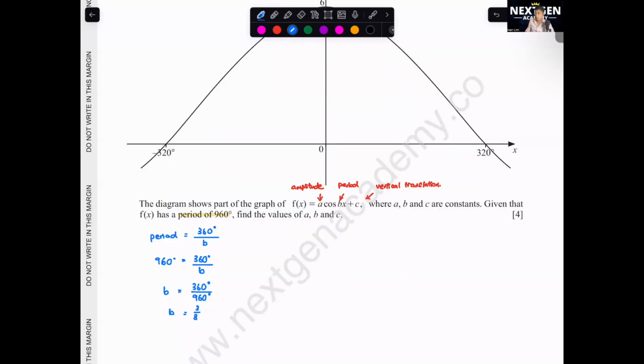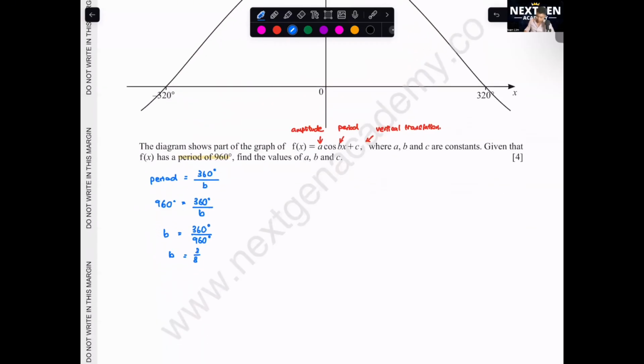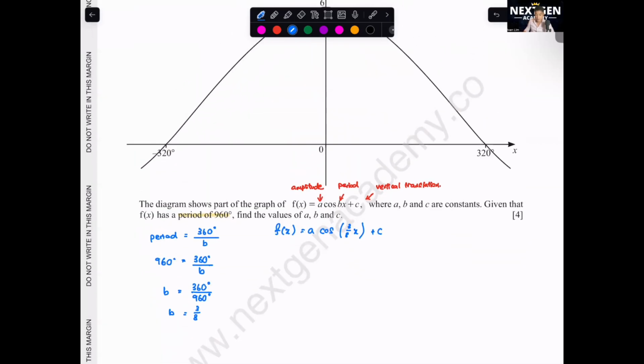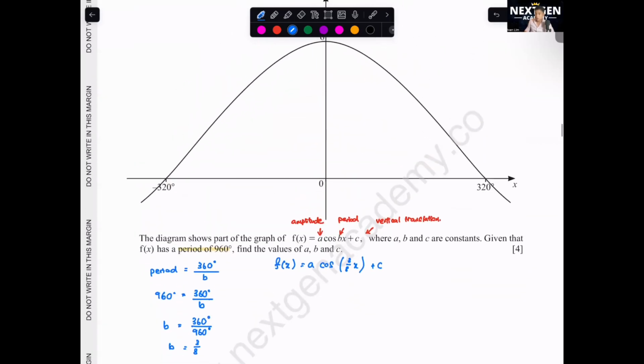Okay, 3 over 8. So this is your B value. Now we have this already. Our f(x) is equal to a cos(3/8 x) plus c. Can we find the a and c by using the amplitude?